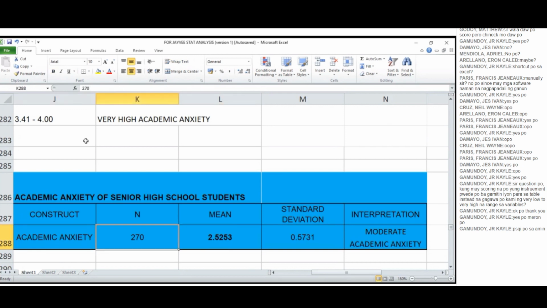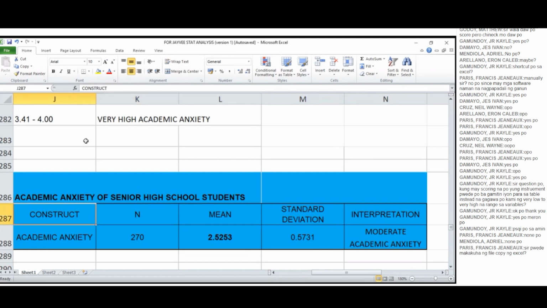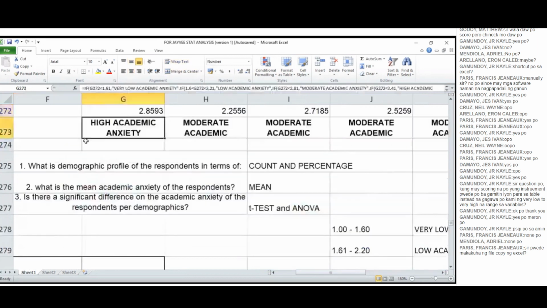All right. So any question with regards to answering the second research question here? Usually in your research question, ang pangalawang question talaga is all about the variable that is involved in the study. So ito talaga yon. Question? None? Okay.